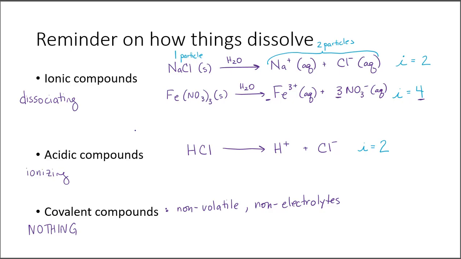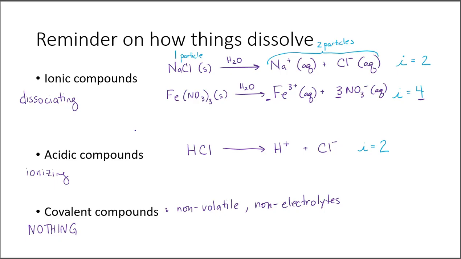So ionic compounds make ions when they dissolve. Acidic compounds make ions when they dissolve. So they're electrolytes. It carries electrical charge through the water. Covalent compounds, on the other hand, don't form any ions, so it's not an electrolyte. You can't have electricity flow through water that does not have ions in it. If you just dissolve a covalent compound in water, it is not conductive.